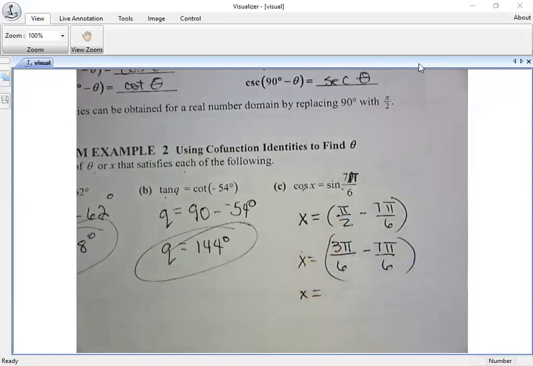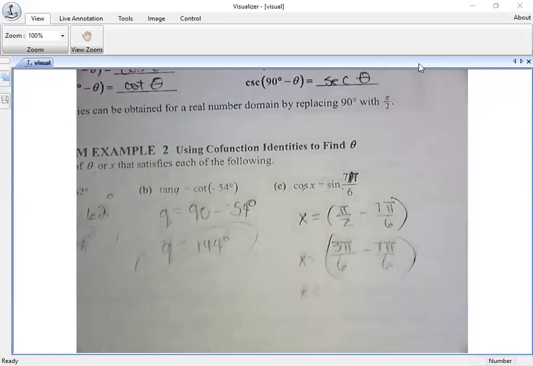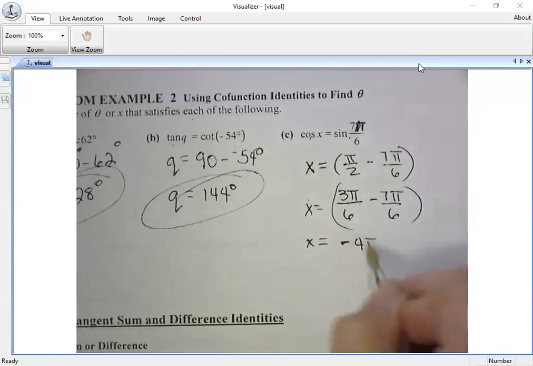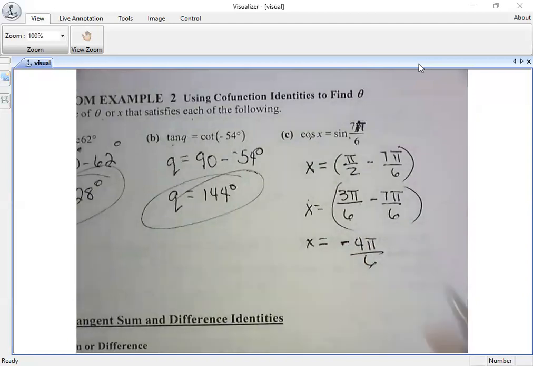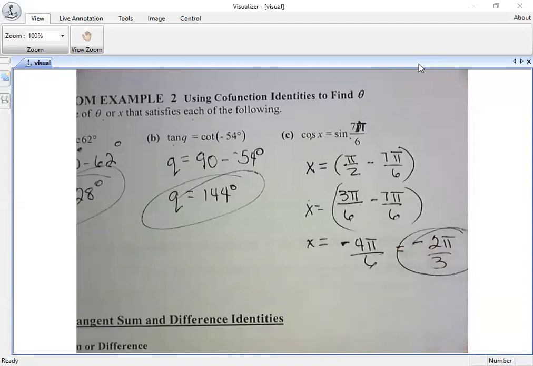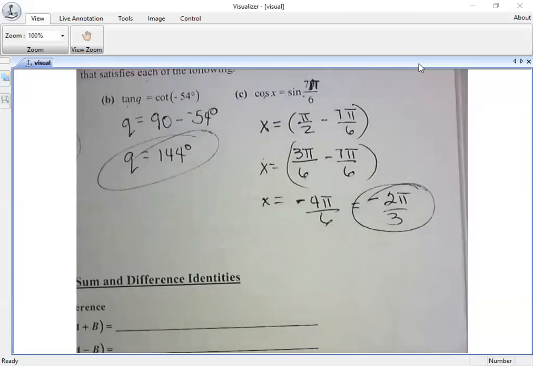So if I clean that up, I get what? Maybe 4 pi over 6, and reduce it down to 2 pi over 3. And it'll be negative, won't it? Yes. Negative 2 pi over 3. Perfect. All right, so we have looked at our sum and difference of cosines.